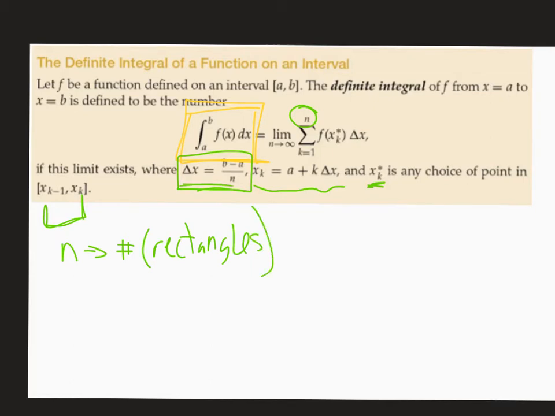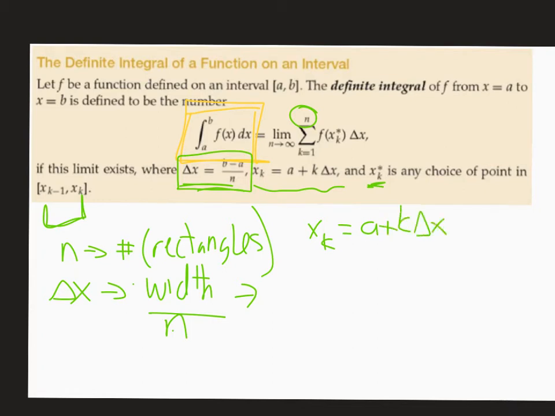We'll go in order here. So the delta x, they tell us, is (b minus a) over n, the total width divided by the number of rectangles. So that's kind of like the average width of each rectangle. The x sub k, it says it's a plus k delta x. So it's a, where we start, plus however many rectangles times how wide each one is. So that tells us where we are.